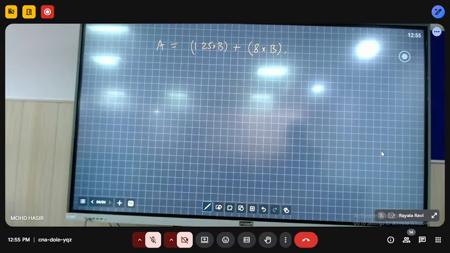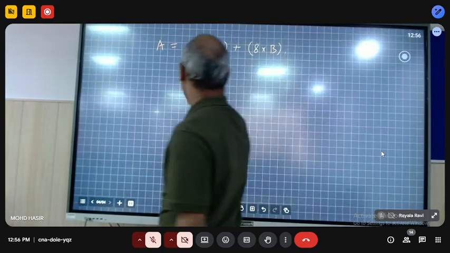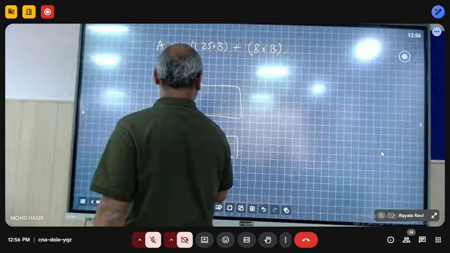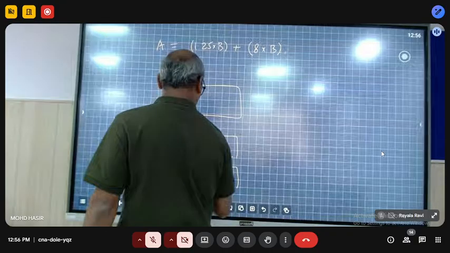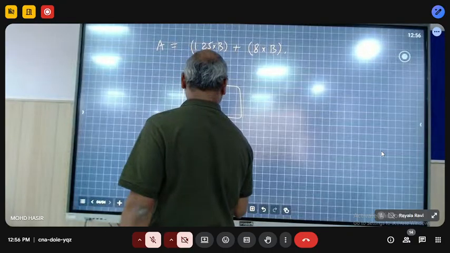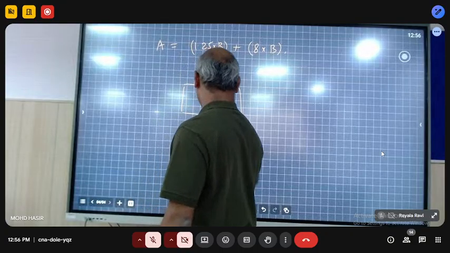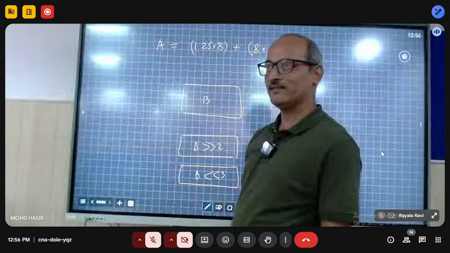Now coming from this, let us do one more implementation. Suppose I have been asked to do A is equal to 1.25 times some value, maybe signal B, plus 8 times B. This may be a line in your algorithm. Now, how to realize this? What should be the hardware? 1.25.